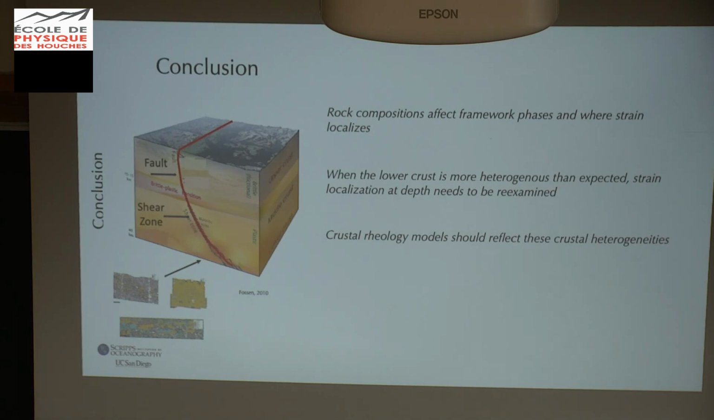Because of that, we're trying to show this earthquake community that rock compositions are affecting your framework phases, as we all know, and that's going to affect where strain is localizing. It's a much more complex problem than how we're making it seem. The lower crust in some areas is a lot more heterogeneous than we expected. So strain localization throughout California, but really wherever you're expecting earthquakes and things of that sort, needs to be re-examined, and so should our crustal rheology models.